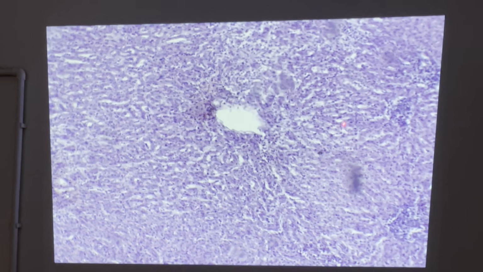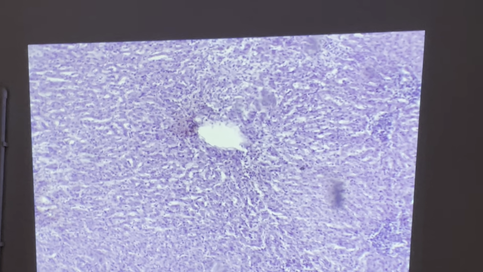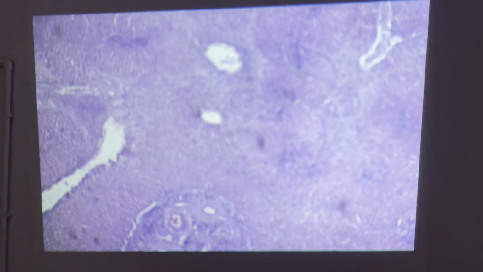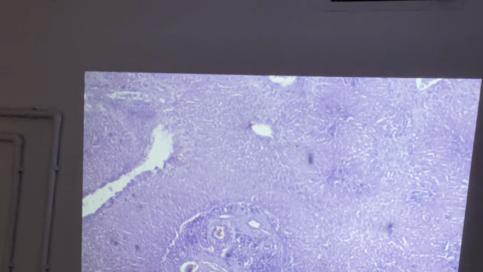So here, this is a central vein. These are the rows of the hepatocyte. And this space is what? It is a sinusoidal capillary. So the section is taken from the liver. But be careful. The section is not the normal one.